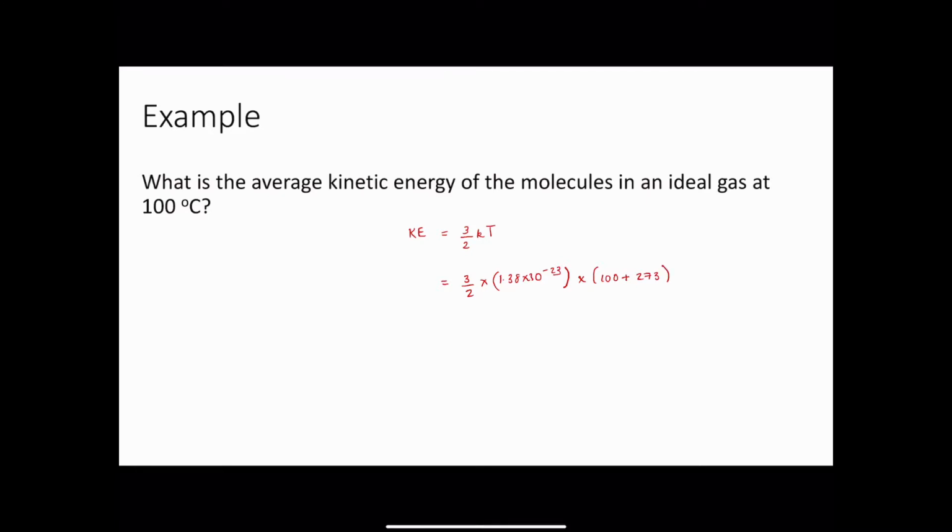If we plug those numbers into our calculator, 7.72 times 10 to the minus 21 joules is our answer. Straightforward. Next example.